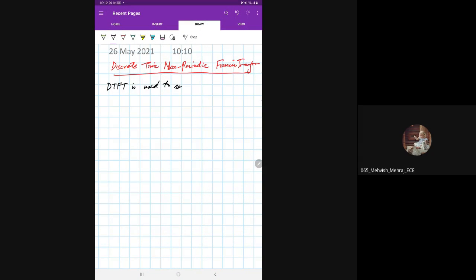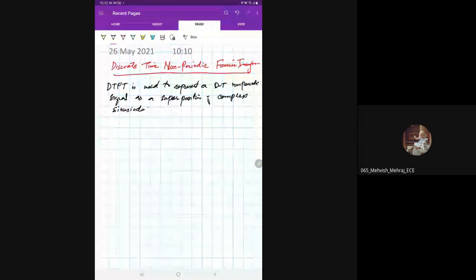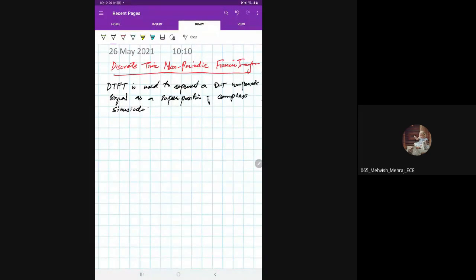It is used to represent a discrete time non-periodic signal as a superposition of complex sinusoids, like discrete Fourier series. जिस तरीके से discrete Fourier series में हम करते थे that it is summation और superposition of complex sinusoids, इसी तरीके से यहाँ पे भी यही चीज होती है.